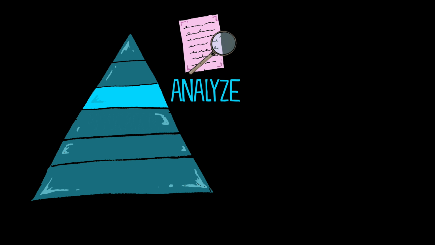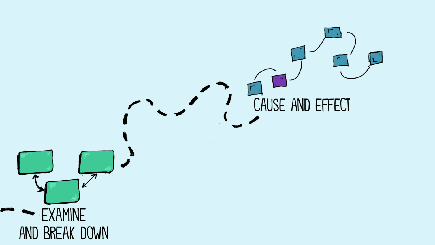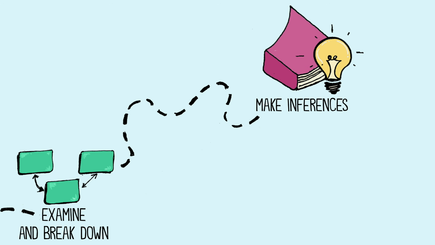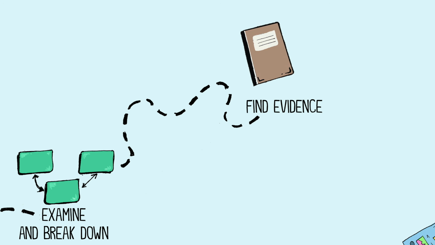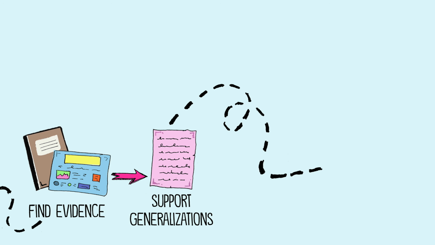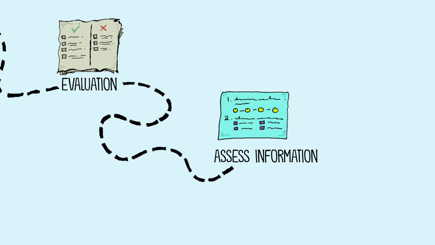The fourth level is analyze, where students examine and break down the information. Here they might identify causes and effects in a historical event or a scientific phenomenon. They might compare and contrast ideas or ideologies, make inferences, look for trends in mathematical data, or find evidence to support their generalizations. The fifth level is evaluate, where students defend opinions, make judgments, and assess information.